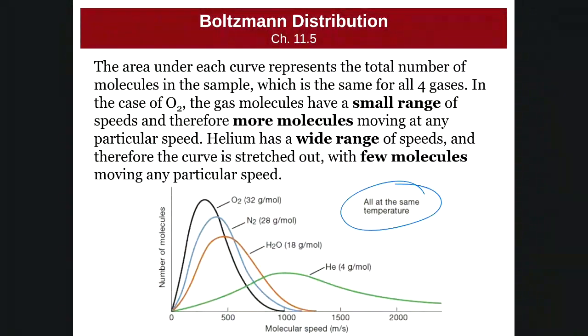These are 4 different gases: oxygen gas, nitrogen gas, water vapor, and helium gas. The area under the curve represents the total number of molecules in the sample. So just like I was showing you at the top, if that's 90 molecules and this is 20 and this is 30 and this is 70, then all of those numbers of molecules added together under this curve are going to add up to the total number of molecules in our sample.